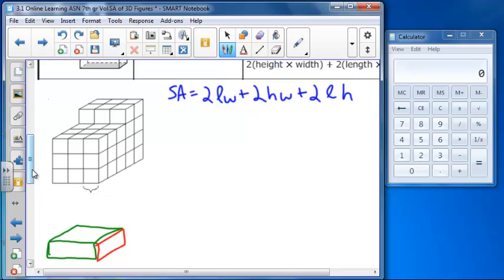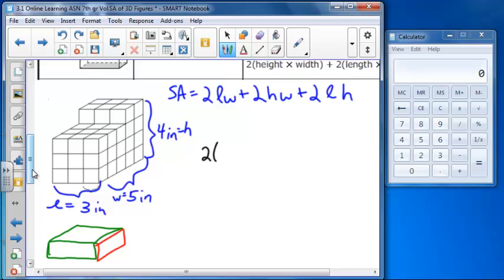This is in inches. We'll say the length is 3 inches. We'll say the width is 5 inches. And we'll say the height is 4 inches. That's the width. And this is our height. The length is 3. The width is 5. The height is 4. The width is 5. The length is 3. And the height is 4.